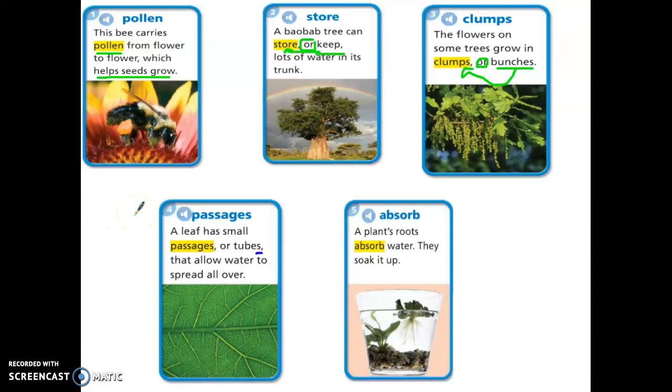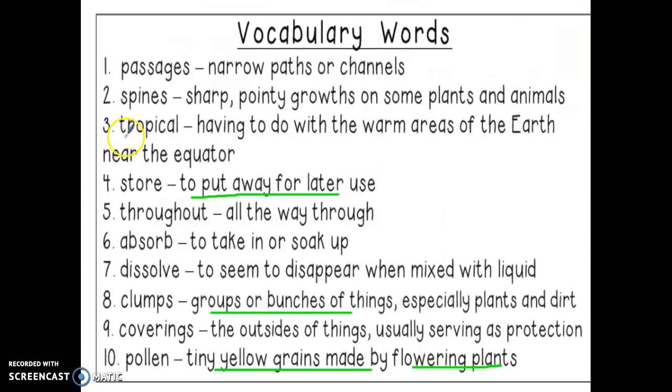Okay, passages. A leaf has small passages or tubes that allow water to spread all over. So that keyword or helps me understand passages and tubes are synonyms. So I think passages could be tubes that help carry things all over. The actual definition for passages: narrow paths or channels, like the tubes we just talked about.